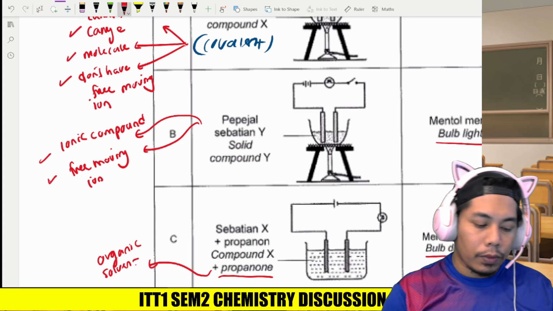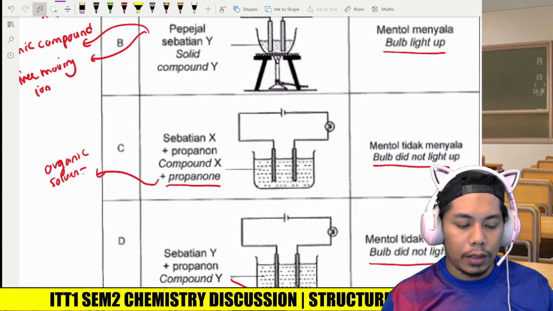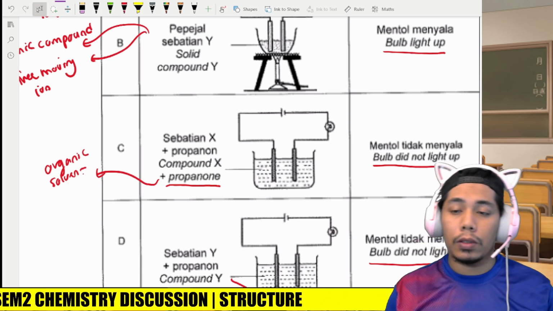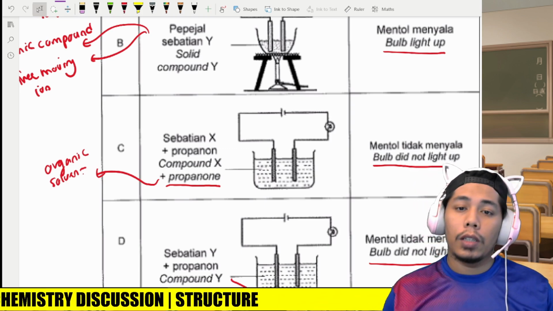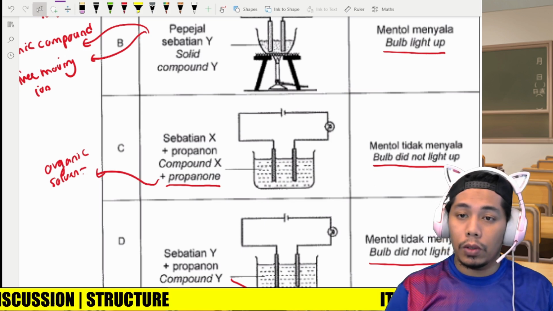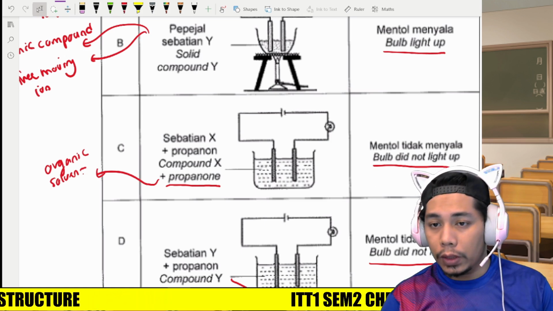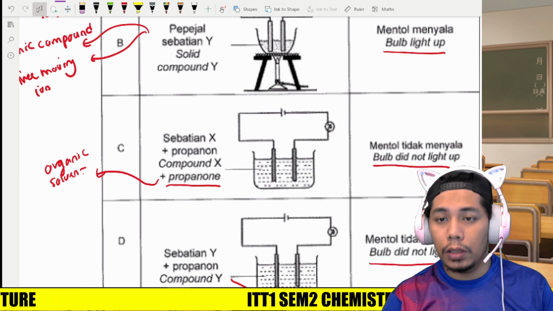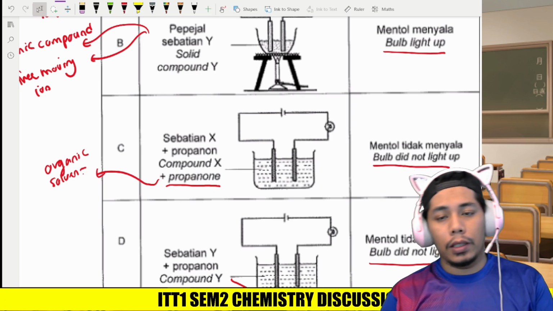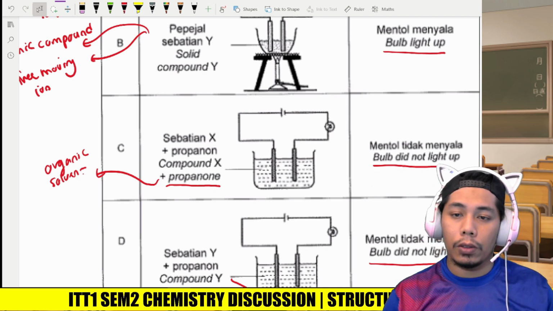For set C, X is mixed with propanone. What is propanone? Propanone is an organic solvent. As we know, compound X is covalent and of course cannot carry electricity, and the organic solvent is also covalent and cannot carry electricity. That's why the bulb did not light up. Why can it not carry electricity? Because it exists as molecules and has no free moving ions.